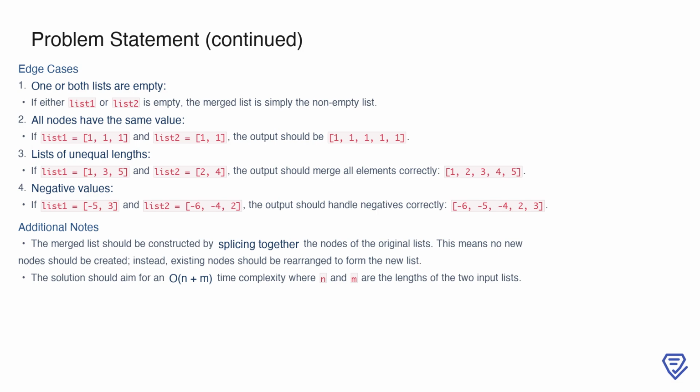When the input lists have unequal lengths, such as list1 being longer than list2, the merging process should still handle all elements correctly. Lastly, the solution must handle negative values seamlessly, ensuring the merged list remains sorted. Remember, the merged list should be constructed by reusing and rearranging the original nodes without creating new ones. Additionally, the solution should aim for an efficient time complexity of O(n + m), where n and m are the lengths of the two lists.